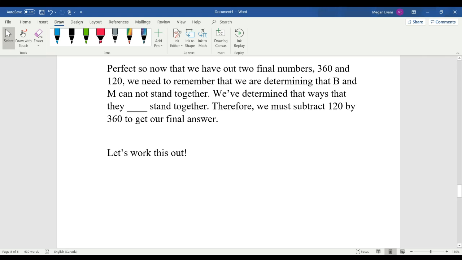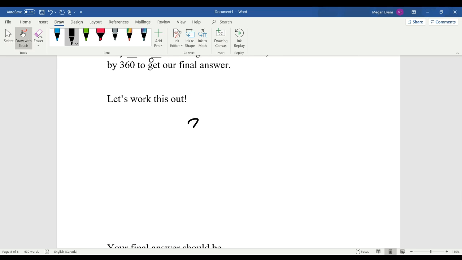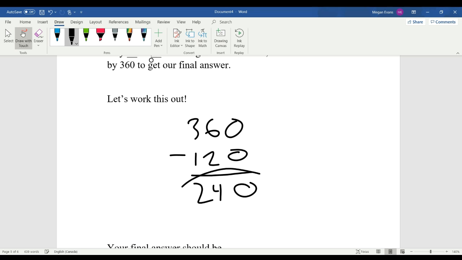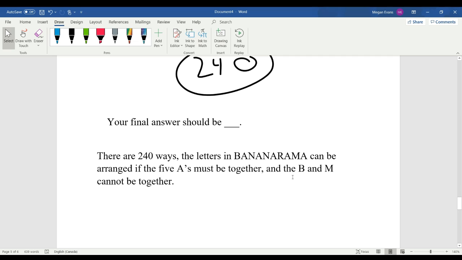Perfect. So now we have our 2 final numbers, 360 and 120. We need to remember that we're determining that B and M cannot stand together. We've already determined the ways that they can stand together. Therefore, we have to subtract 120 from 360 to get our final answer. So let's do this: 360 minus 120. 0 minus 0 is 0, 6 minus 2 is 4, and 3 minus 1 is 2. Awesome. So your final answer should be 240. There are 240 ways the letters in Bananarama can be arranged if the 5 A's must be together and the B and M cannot stand together.